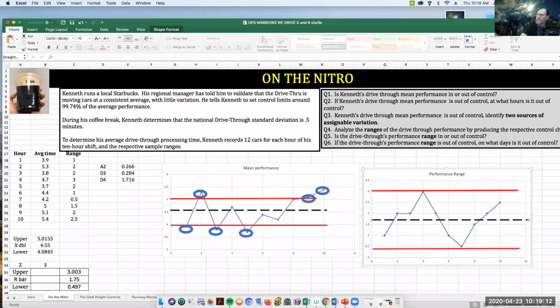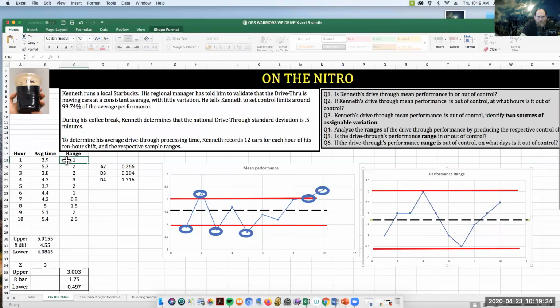All right. Luke, what do you think? Do I have any points out of control on my performance range? No. How do you know? Because neither of them are above or below the lines. Okay. So Luke is correct.